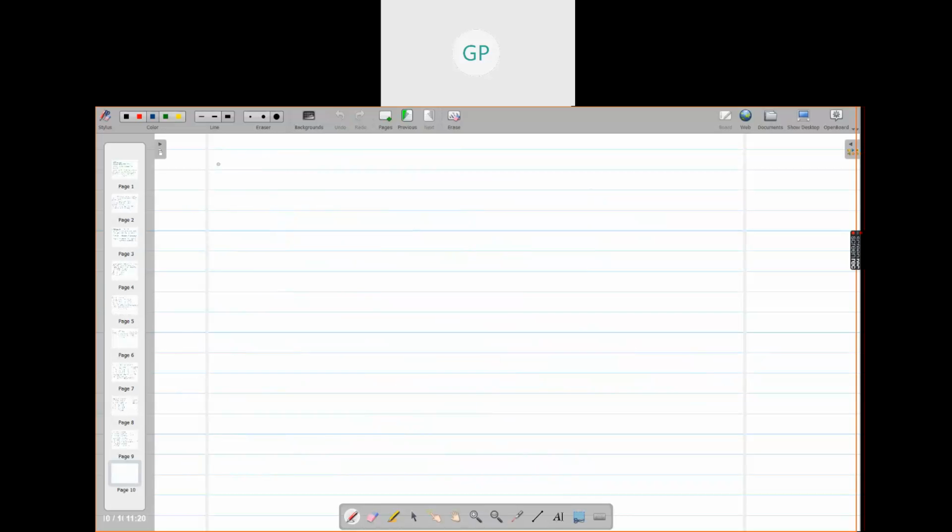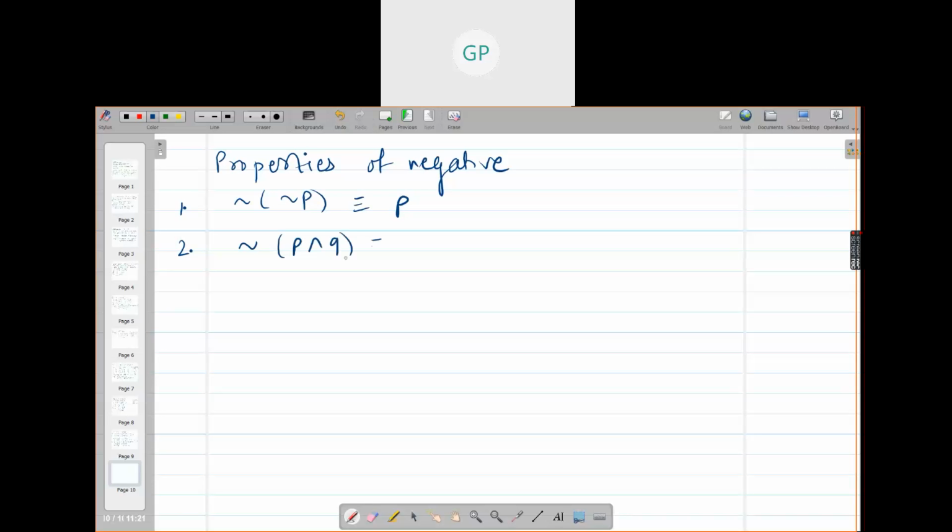Now you have properties of negation. This we have seen already, the first one, that is very common. Negation of negation P is equivalent to P. Then just now we saw De Morgan's laws. Negation of P and Q is equivalent to negation P or negation Q. Then negation of P or Q is equivalent to negation P and negation Q. So this is your homework again. You have to prove all these logical equivalences.